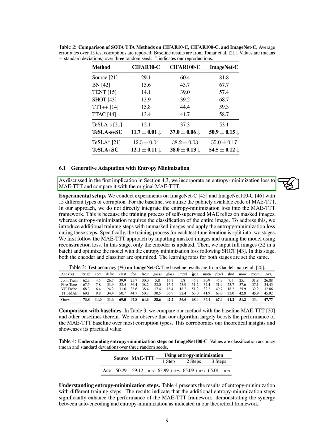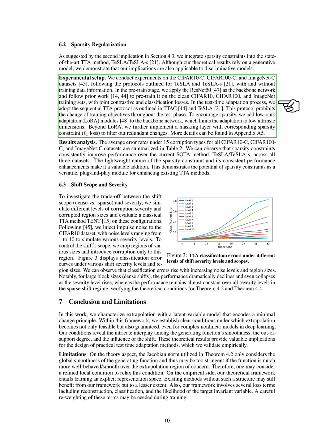Furthermore, we incorporated sparsity constraints into the advanced TTA method, Tesla S. Although our theoretical results are based on a generative model, we showed that these implications also apply to discriminative models. For our experimental setup, we tested on the CIFAR10C, CIFAR100C, and ImageNet-C datasets, following the protocols for Tesla and Tesla S, both with and without training data information.